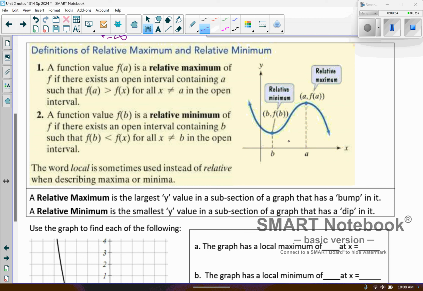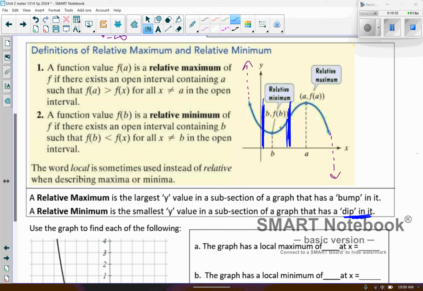If you look at this graph, it actually doesn't have a maximum because it goes up indefinitely, and it goes down indefinitely, so it doesn't have a minimum either. But we have relative maximums and minimums, where you look at a subsection of the graph. So for this relative minimum right here, you're just looking at this part of the graph. You block off everything else and look at this little part, and you'll see this in a second. Basically, a relative minimum is the smallest y value in a subsection of a graph that has a little dip in it.